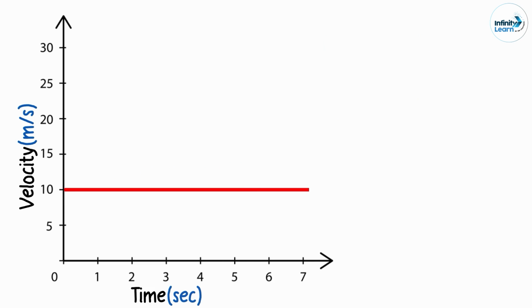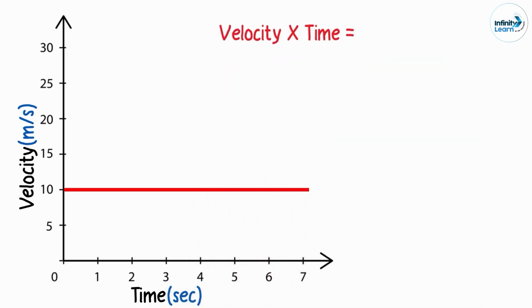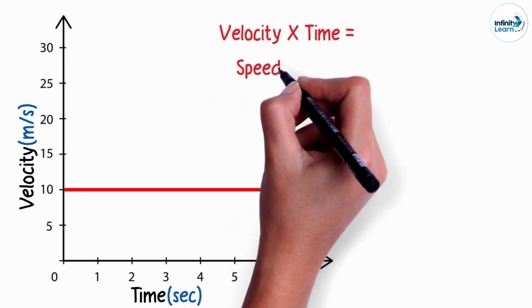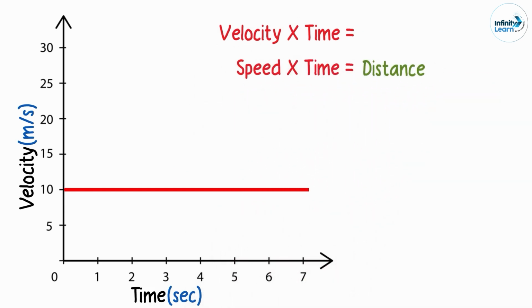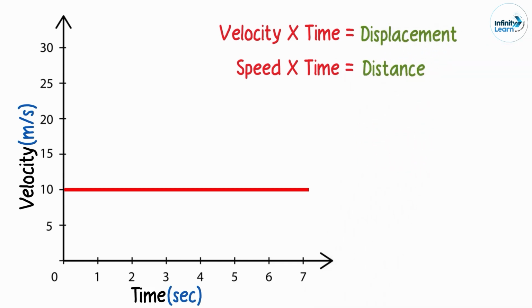Now let us try and recollect what the product of velocity and time was. I'm sure you remember that the product of speed and time is distance. But velocity is a vector quantity. What is the product of velocity and time then? It'll be distance with direction, which is referred to as displacement. So if the vehicle travels at 10 meters per second for 4 seconds, the displacement will be 40 meters. 10 times 4 is 40.